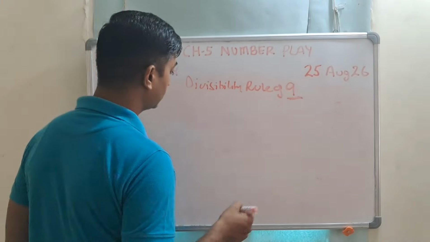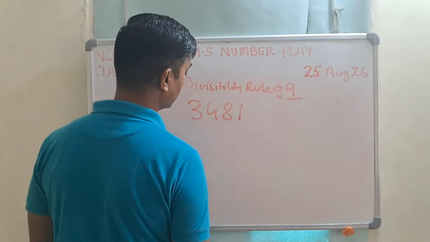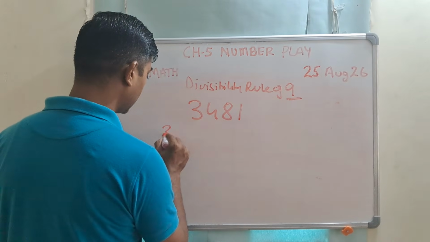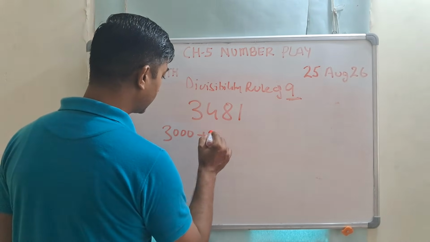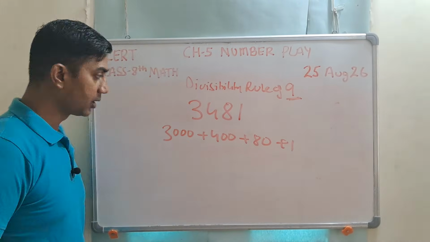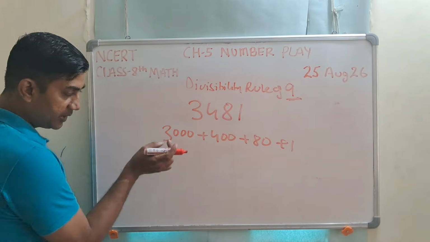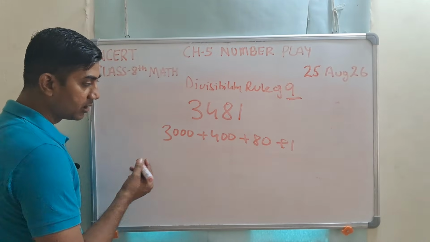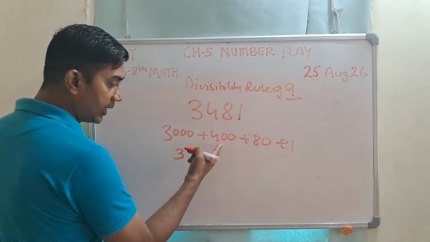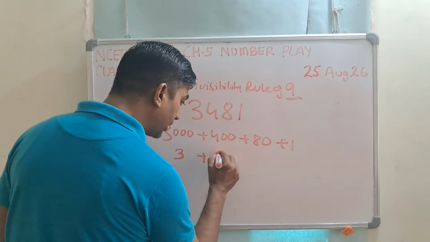Suppose I have written a number. I have written this 4-digit number. This number can be represented as 3000 plus 400 plus 80 plus 1. Understood? Now you will see, when we divide 3000 by 9, what result do we get? That we have seen, we get remainder 3. And when 400 is divided by 9, what is the remainder? You will have remainder 4.